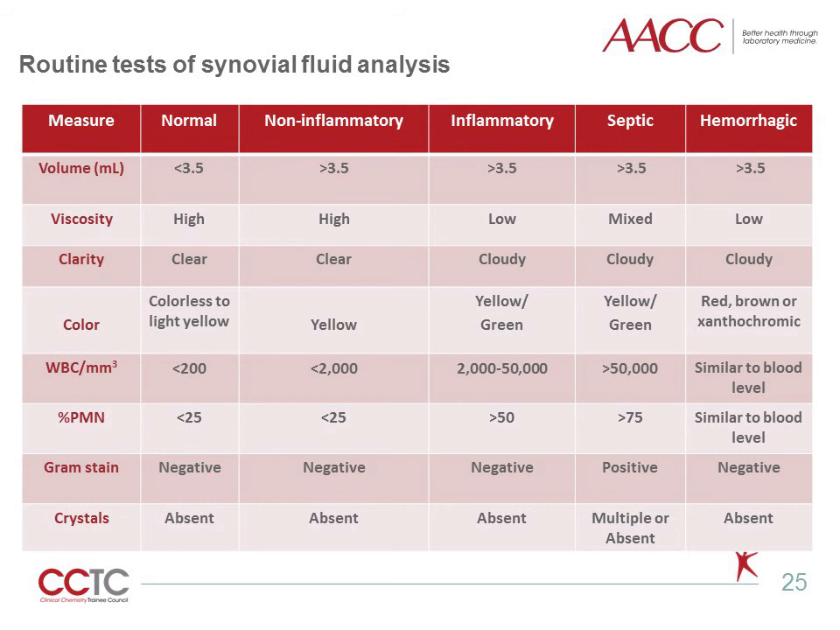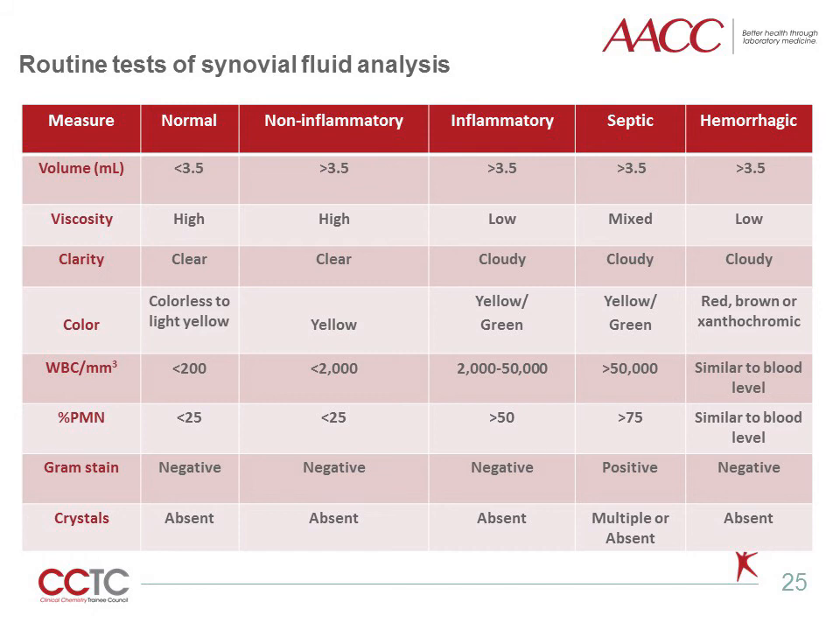The cell count and differential help to distinguish the non-inflammatory from the inflammatory fluid. A white blood cell count greater than 50,000 per microliter is indicative of septic arthritis. A cell count in the range of 2,000 white blood cells per microliter is a proposed cutoff value to distinguish inflammatory versus non-inflammatory arthritis.